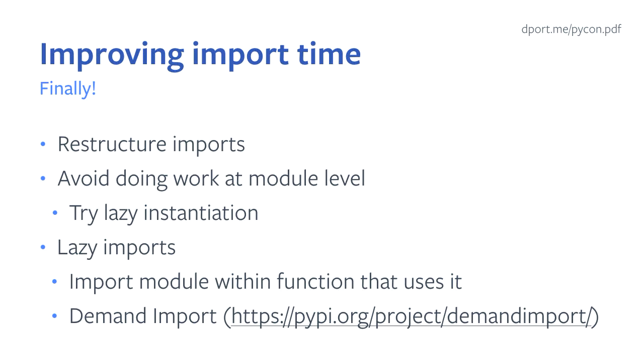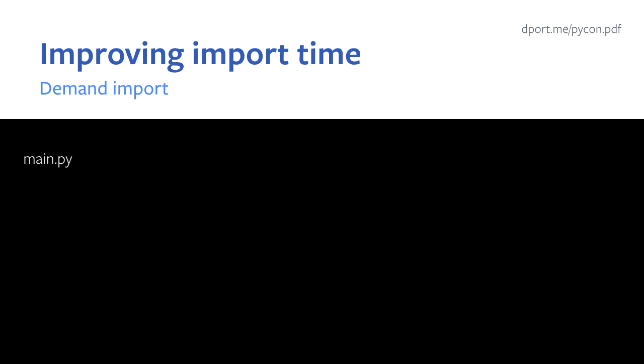And then there's also demand import. This is a really cool tool that was developed as part of Mercurial. Mercurial is famously written in Python instead of C, like Git is, and still manages to be really fast. Some of the ways it does this is using things like demand import. It essentially just takes all of your imports and does every single one of them lazily. So it's like a big hammer to use.